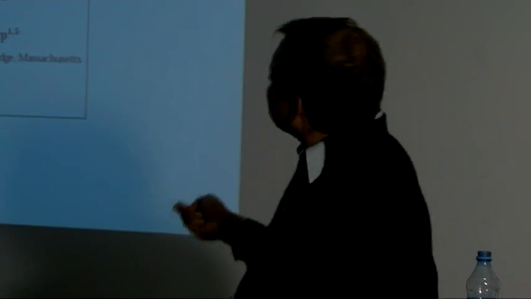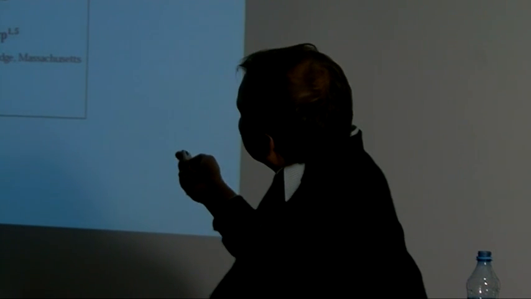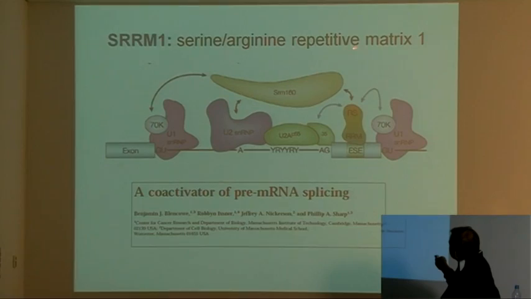What does this kinase do? Well, it turns out that this isn't a kinase. What does this protein do? It's a nuclear repetitive serine-arginine repetitive matrix protein, and was first described by Phil Sharp, and he described it as a co-activator of pre-mRNA splicing. Not affecting all splicing of mRNAs, but just some. And it's still actually being worked out which RNAs it's important for splicing.